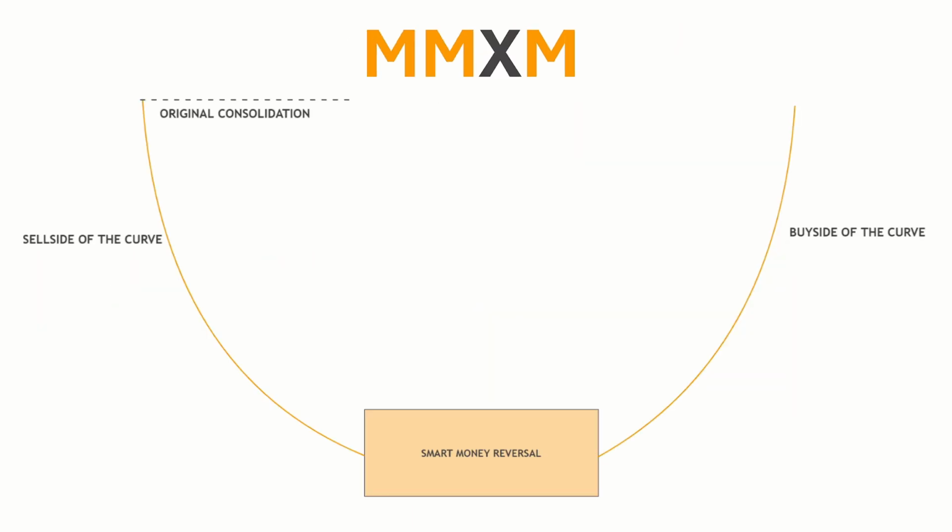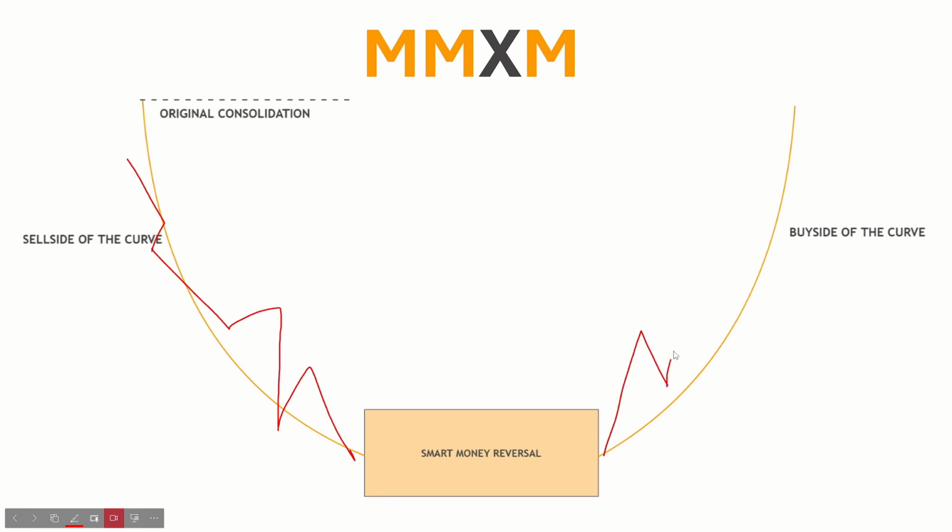All right, to start off, I'm going to show you guys an overly simplified version of the market maker buy model. Now, what do you see here, guys? We have original consolidation, the sell side of the curve, smart money reversal, and the buy side of the curve. Now, sell side of the curve basically means we are respecting bearish PD arrays such as fair value gaps and order blocks. Makes it the sell side of the curve, which means we are bearish until the smart money reversal, where market begins to go bullish, which means we are respecting bullish PD arrays such as fair value gaps. We are taking out old highs. We're returning to previous fair value gaps, previous order blocks, and so on.